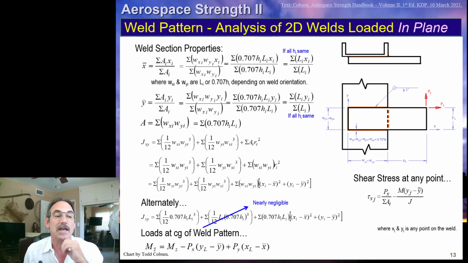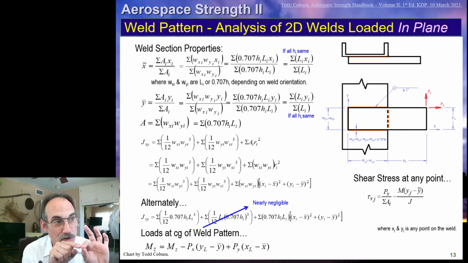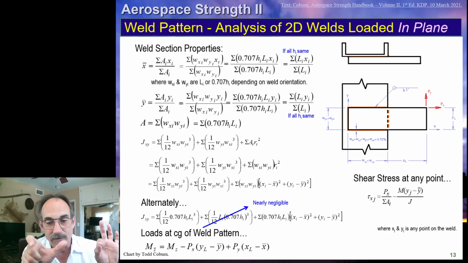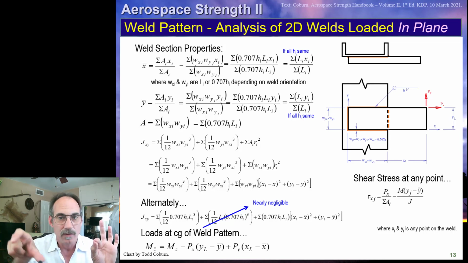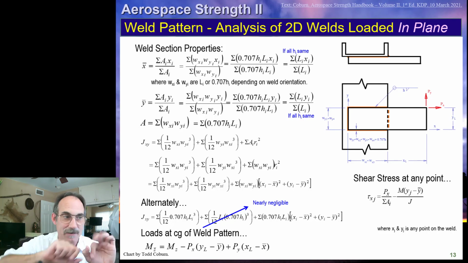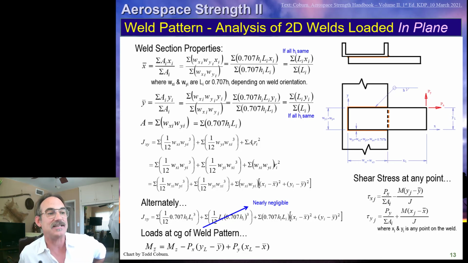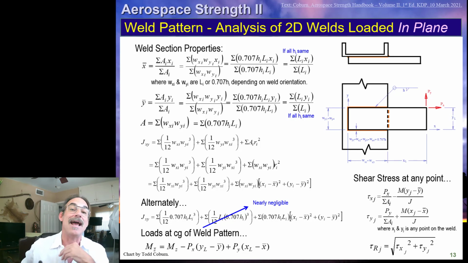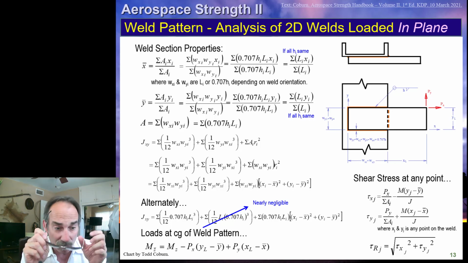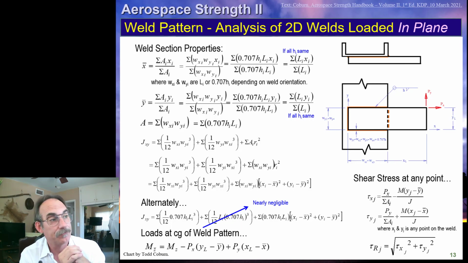We can apply this formula to each point, each of the four corners. We've got those corners at 0, 0, at this dimension, 0, this dimension, and 0, this dimension. Got it? Four points, we can check that. We calculate the Y stress in the same manner at each of those points, and then we put them together in the same manner as we did back for fasteners. You got that? That's how we analyze a weld pattern for an in-plane loading.